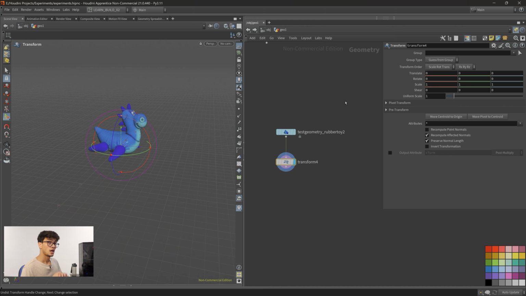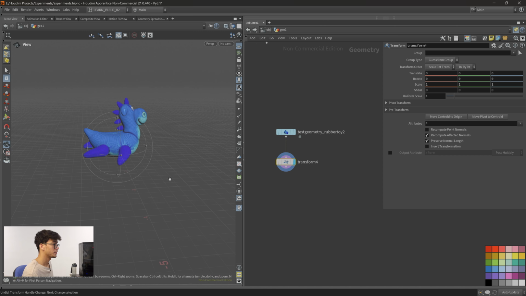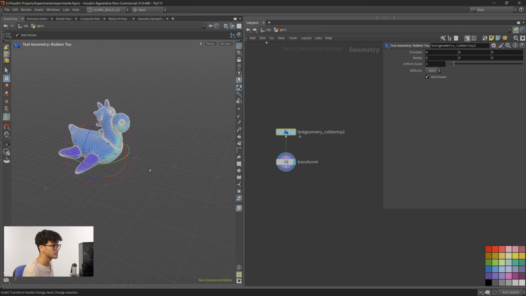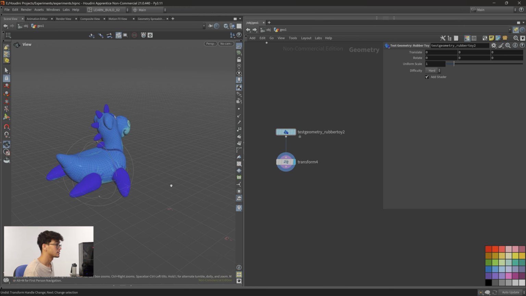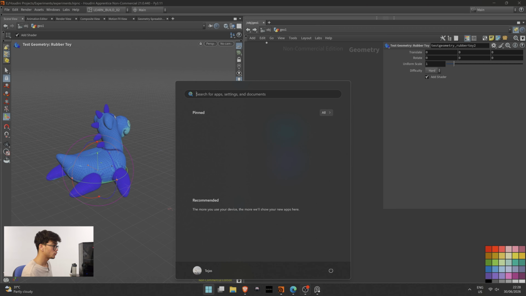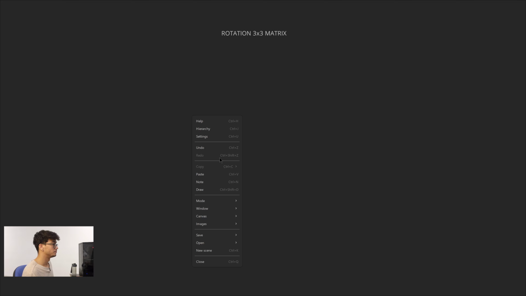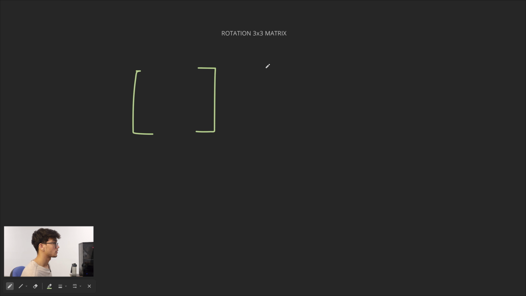To start this video, I have this simple geometry, which is this rubber toy that is facing the positive z axis. So what is happening here? What do we have? Okay, we have this simple data for this world space, which is x, this is y, and I talked about z, which is depth.